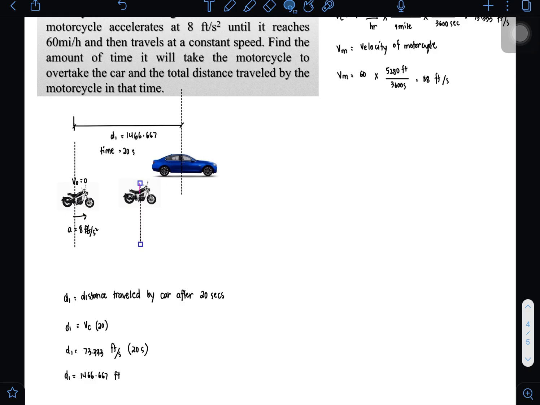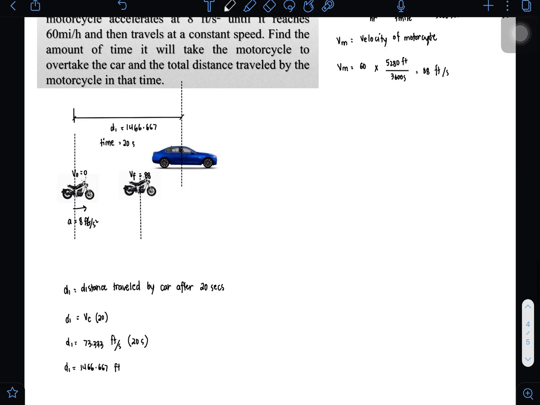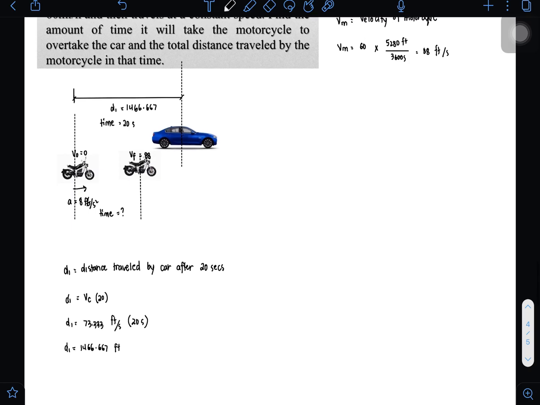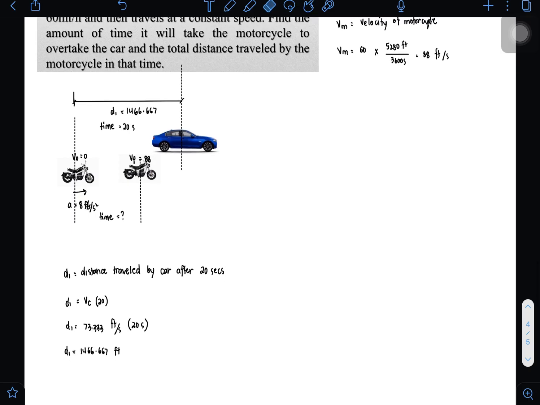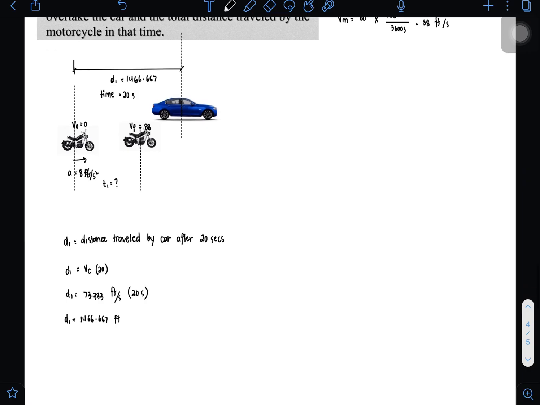Okay, so here it has reached its velocity, which is 88 feet per second. We're going to find this time, the time elapsed. So how much is the time for that? I'll call that time 1.